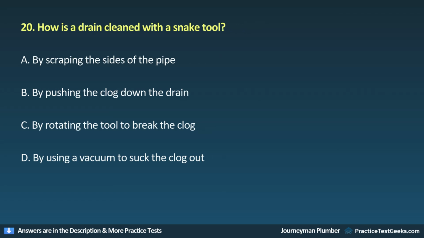20. How is a drain cleaned with a snake tool? A. By scraping the sides of the pipe. B. By pushing the clog down the drain. C. By rotating the tool to break the clog. D. By using a vacuum to suck the clog out.